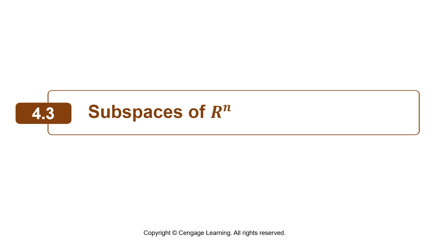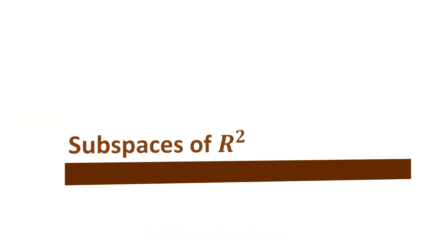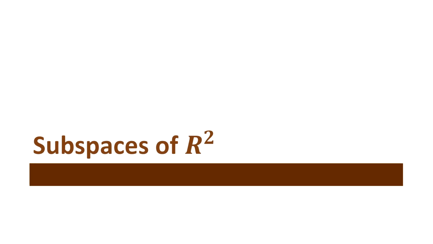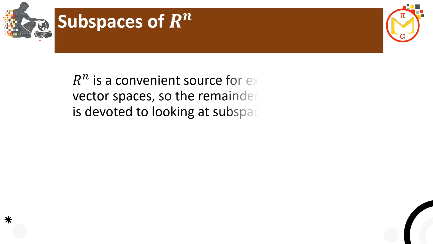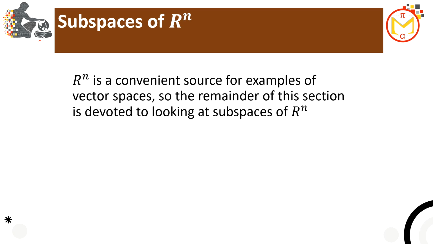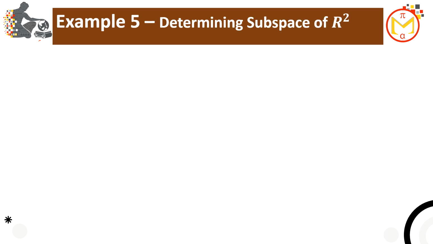Let's look at the subspaces of R raised to n, starting with R squared. R raised to n is a convenient source of examples of vector spaces, so the remainder of this section is devoted to looking at subspaces. Now we go to example 5, determining subspaces of R squared.